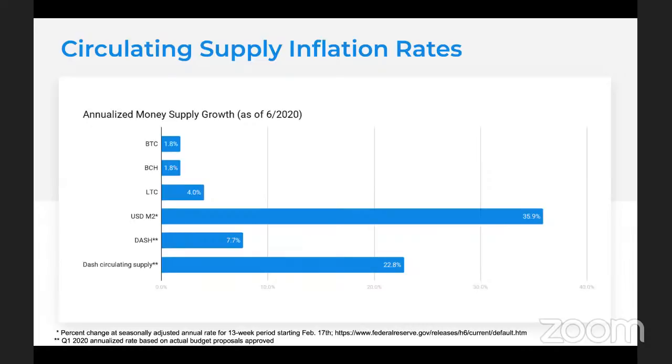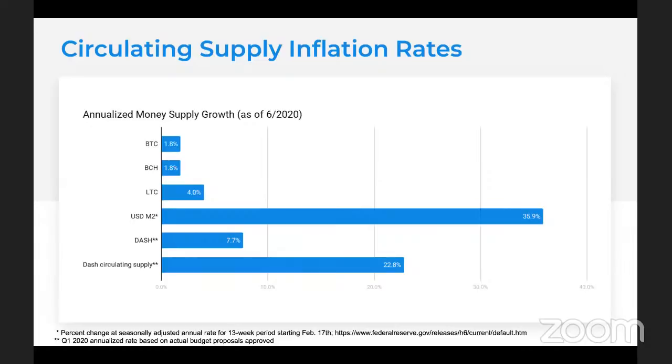Dash's current growth rate in total supply is around 7.7%. Now, this can fluctuate a little bit based on how much of the budget proposals are approved. That's why I have to take a backward-looking number for Dash. And so this was the number that occurred in Q1. Also, Dash's circulating supply in Q1 grew at 23%.